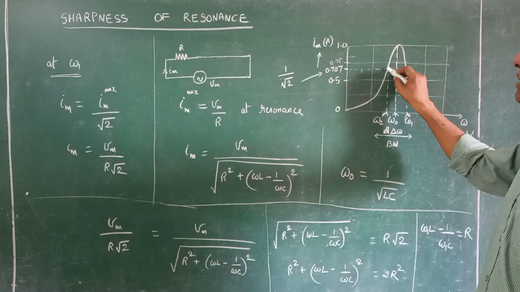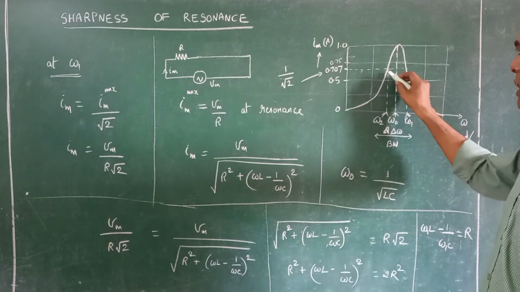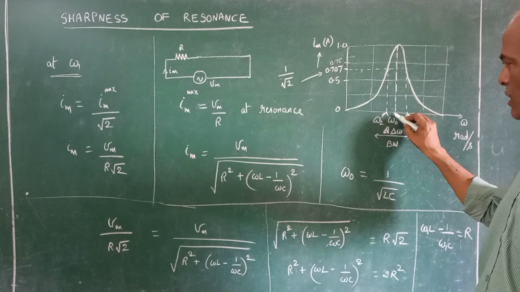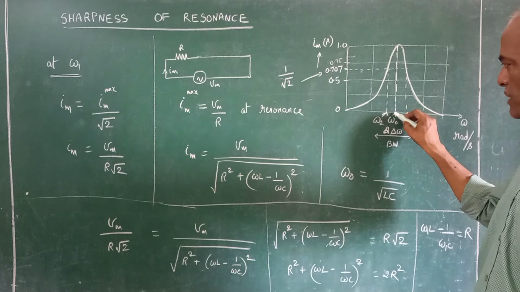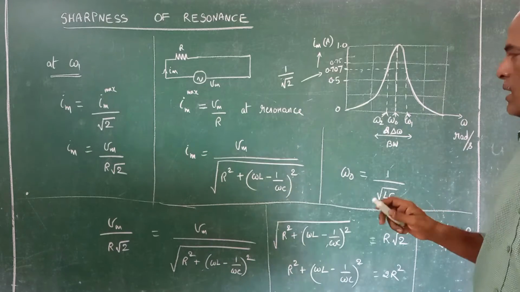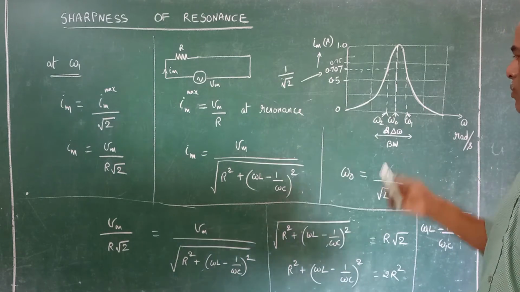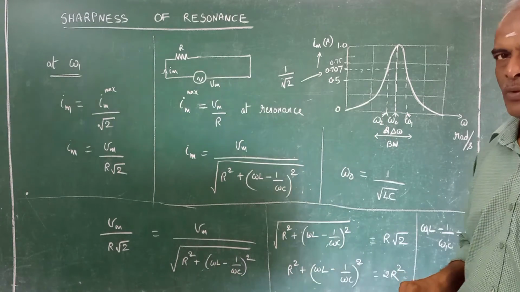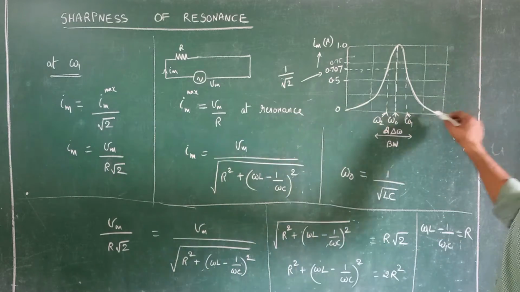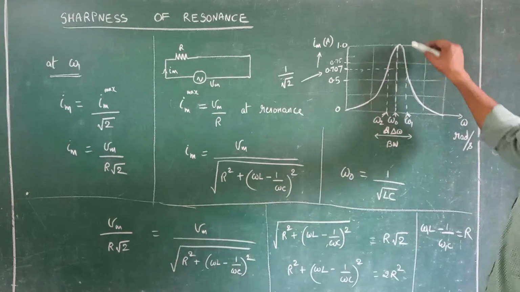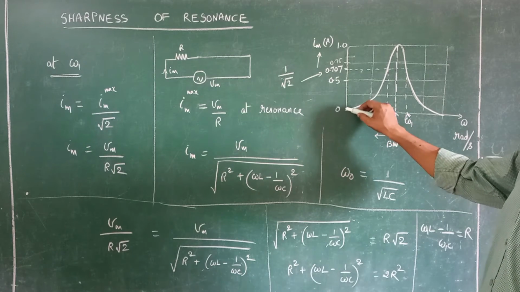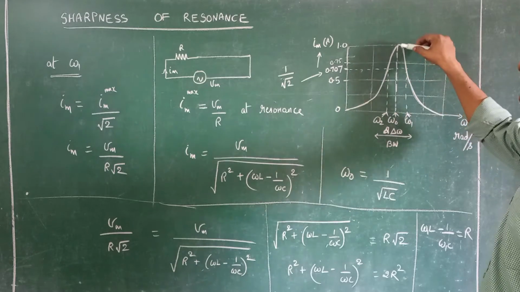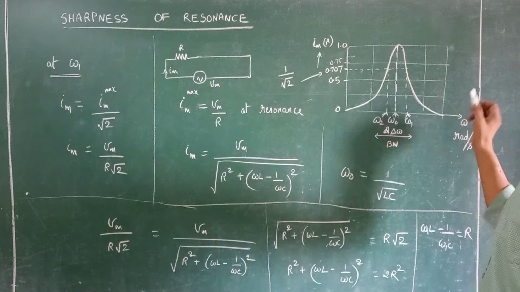This point I am calling omega 2, and if you drop this line, this is called omega 1. With respect to omega naught, this is del omega. So from omega 2 to omega 1, we have 2 del omega, which is termed as bandwidth. BW means bandwidth. So this is a resonant graph. Initially at DC it is 0, slowly the current increases and reaches maximum at the resonant frequency, and going away from omega naught, it decreases again.